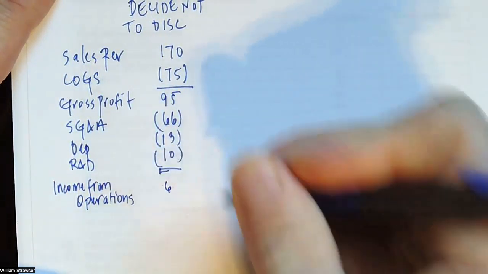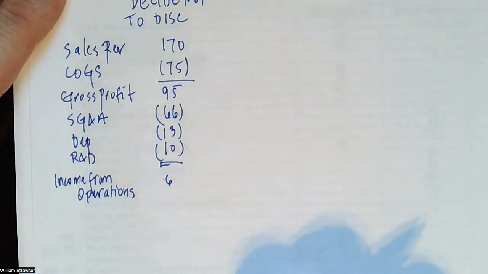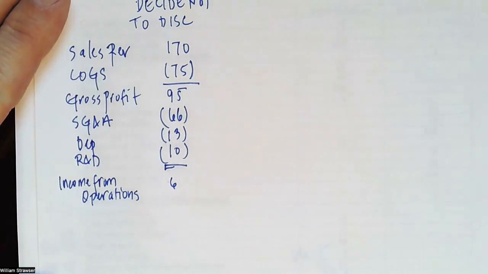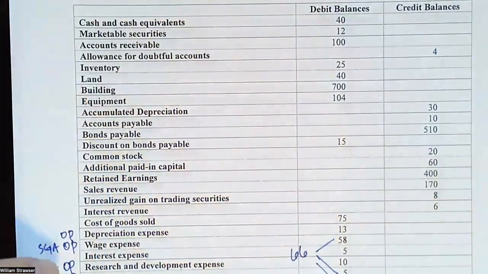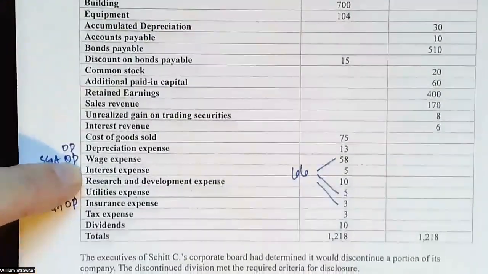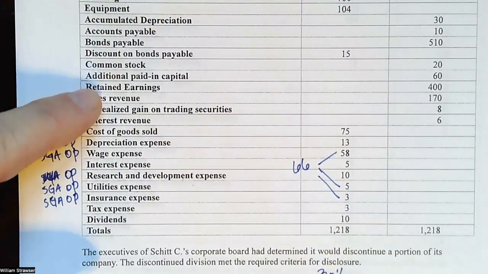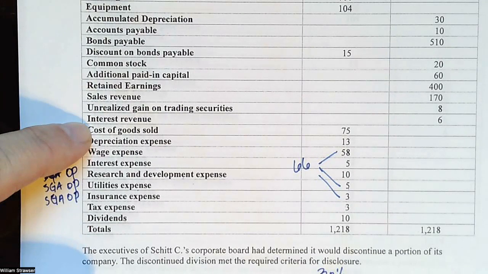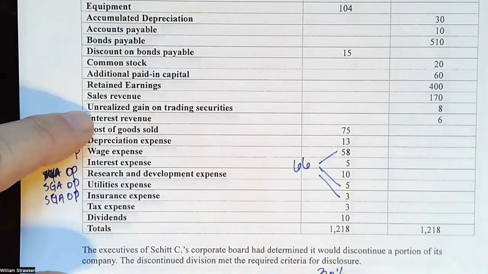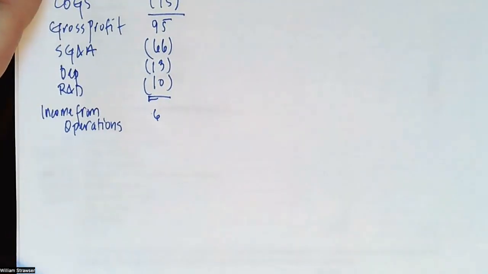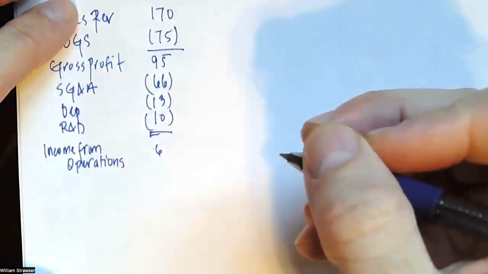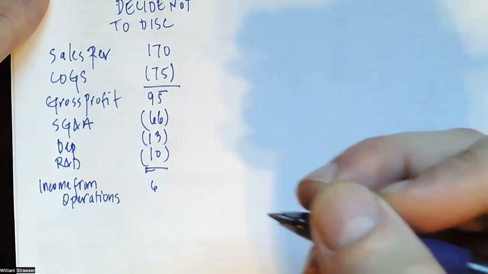And that's $6. Now, we're done with the operating. We go to the non-operating. The non-operating items from this were the interest expense, the ones that we haven't flagged yet, the interest revenue, and the unrealized gain on trading securities. So those three are outside of operating items. They're not our normal profit drivers.